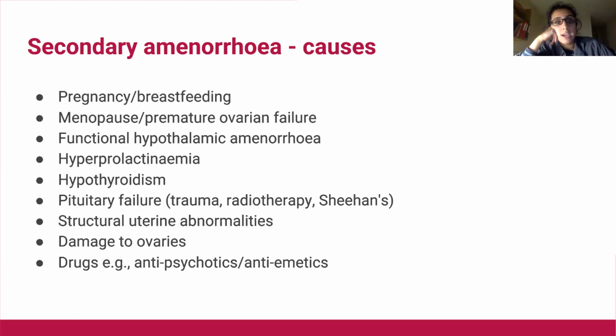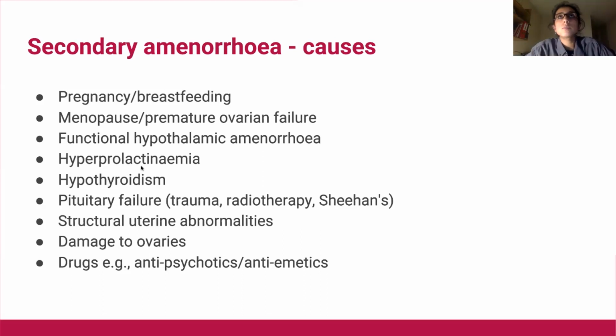And then depending on age or other symptoms, menopause or premature ovarian failure, which we'll talk about later in this talk. Functional hypothalamic amenorrhea, so this is related to physiological stress, increased exercise or diet. Hyperprolactinemia, because this inhibits the release of GnRH.